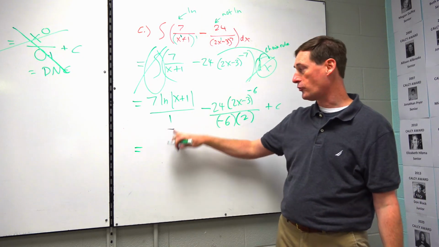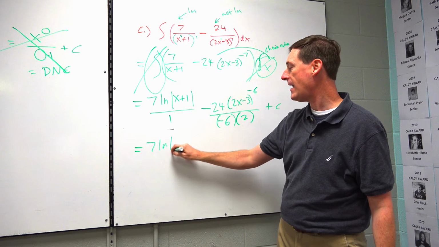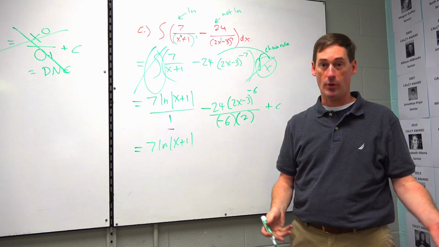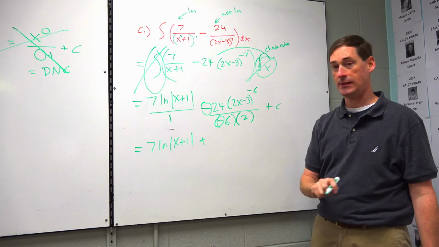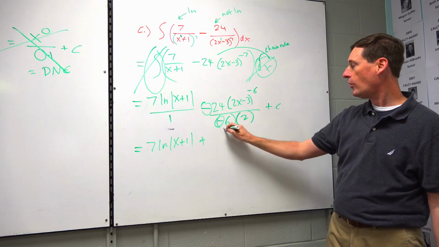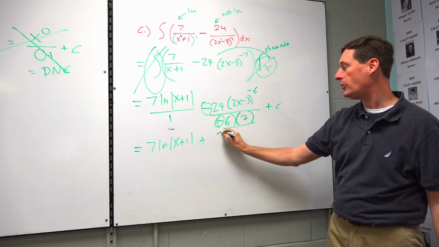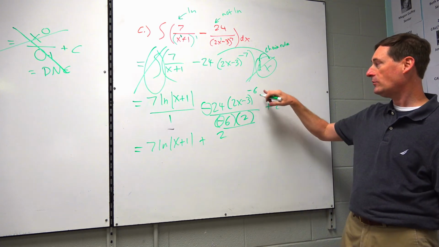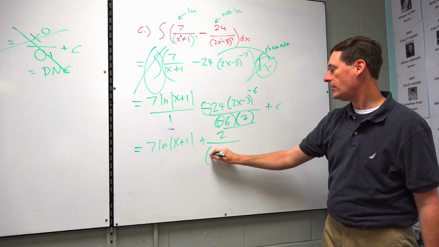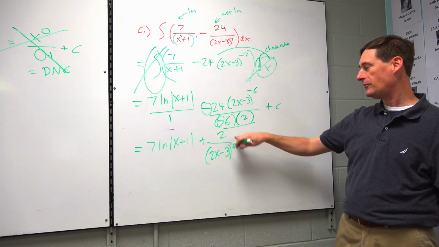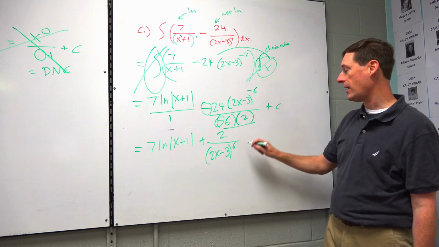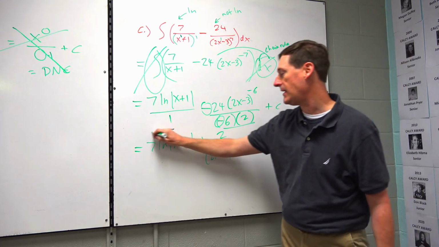So final answer, drop the 1. 7 natural log absolute value of x plus 1. Okay. Oh, minus over a minus is a plus. 24 over 12 is going to be 2. And you don't leave negative powers. So you take this and you throw it back down to the bottom. 2 positive 2 over 2x minus 3 quantity to the 6th plus c.